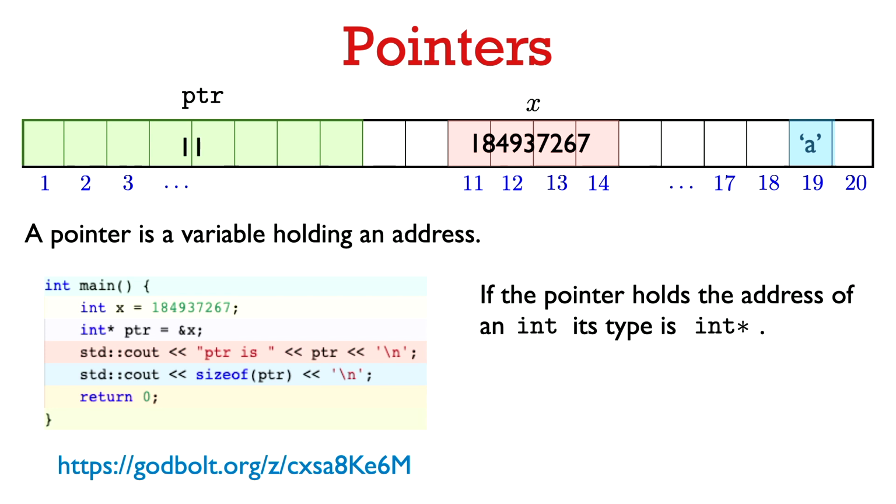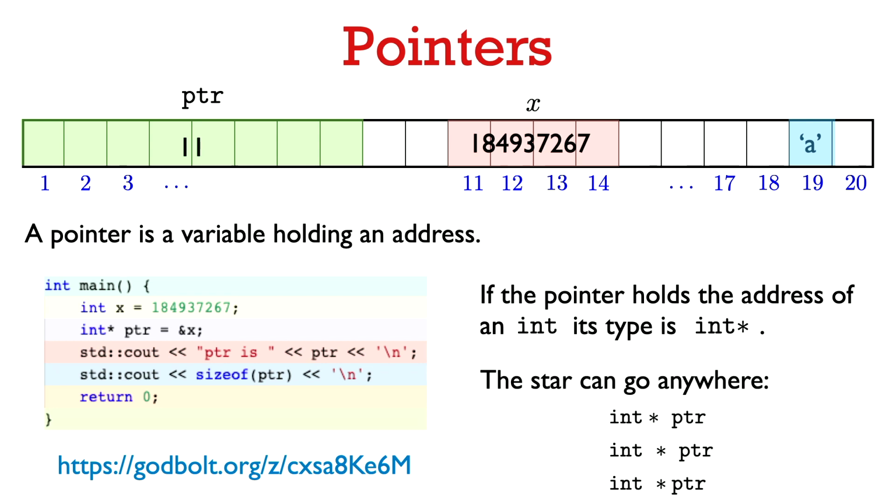So similarly, if you were to define a pointer to a char, the type would be char star. If the pointer holds the address of a double, then its type would be a double star, etc. Okay, so in our toy example, in the picture at the top, again, the value of pointer would be 11, right? Because that is the address of x. It's the address of the first byte of x.